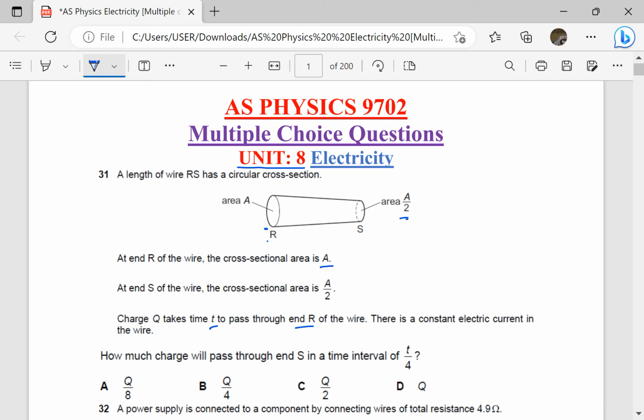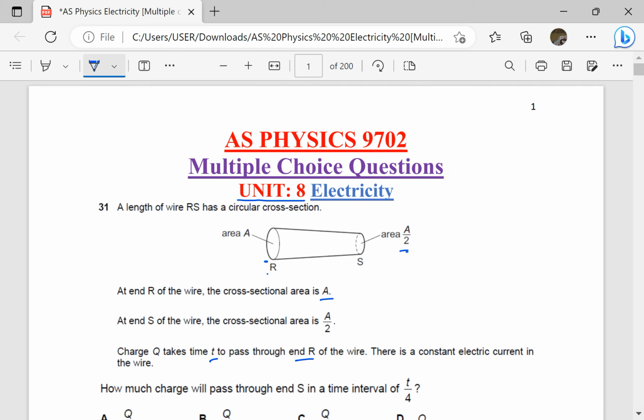So if the current is the same, we can begin with the concept of the current. I want you to recall that current is equal to nAQv. My students, instead of writing Q, they prefer to write e, and they simply write current as equal to nAev. That is another equation for finding current. So since the current is the same, we also know that the charge is going to be given by It.